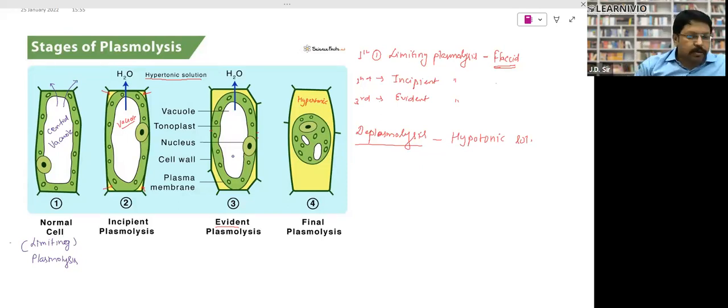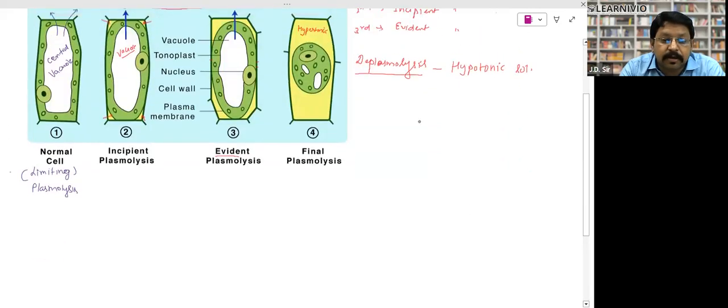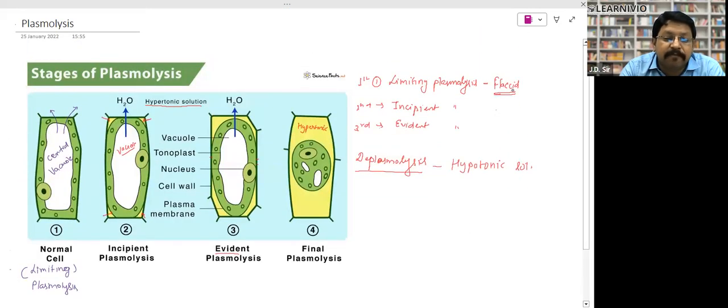Okay. So you have to remember what will happen in incipient, what will happen in evident, what will happen in limiting. That is the question, and that kind of question comes in the examination, right? In limiting plasmolysis, the cell will become flaccid.